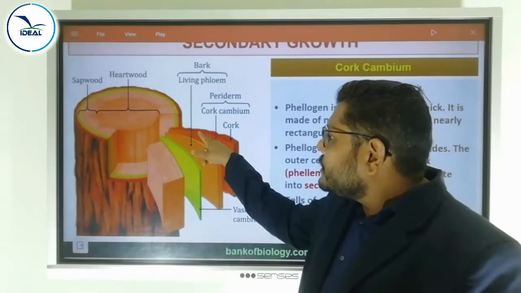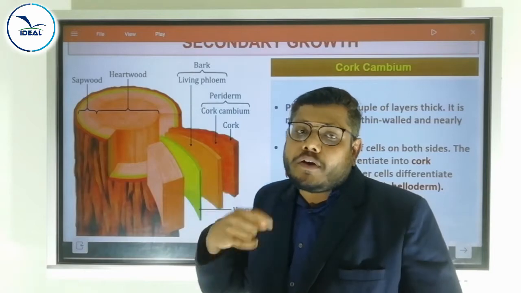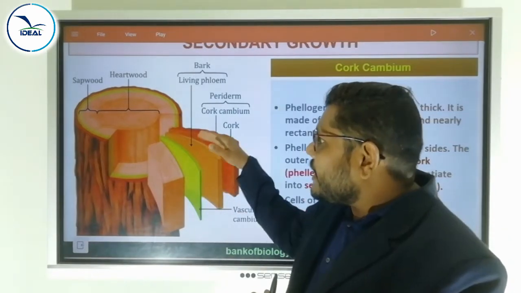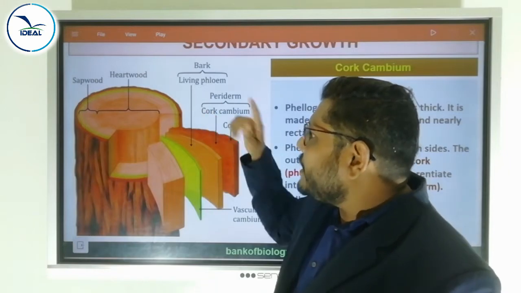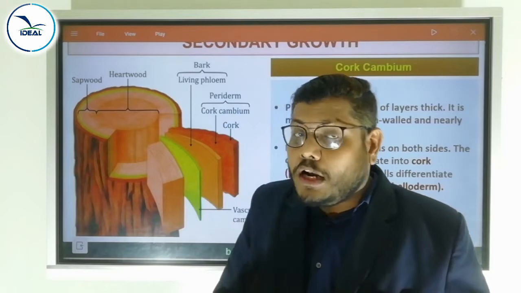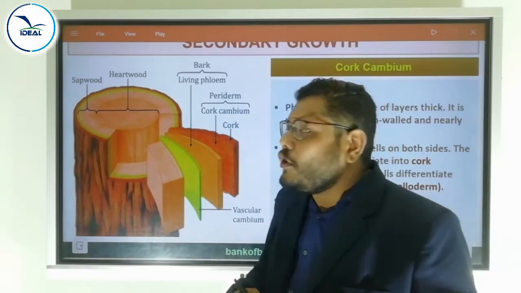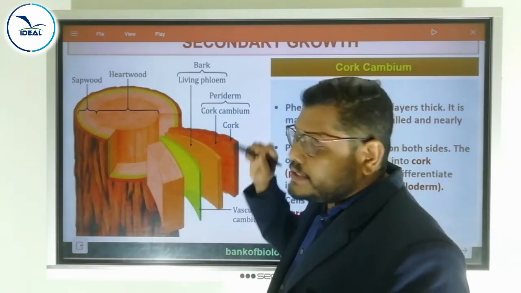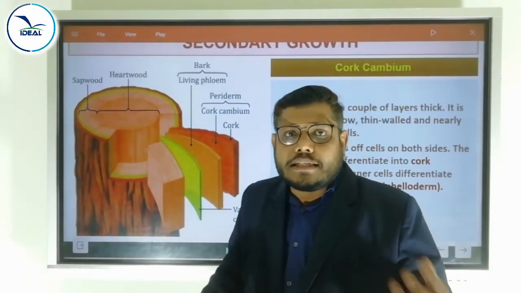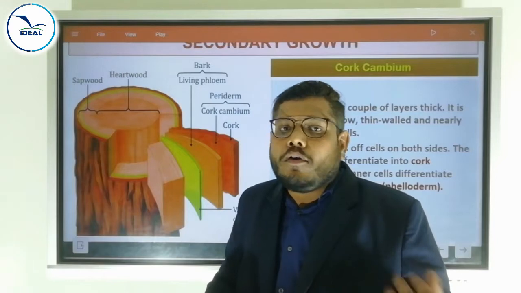Is it clear? So this cork is impervious to water due to the suberin deposition in the cell. So this is one kind of the tissues found in where? Cork cambium. Next one, secondary cortex or phellodorm. What is secondary cortex or phellodorm? The living parenchyma cells formed inside the cork cambium, that is called a secondary cortex or phellodorm.